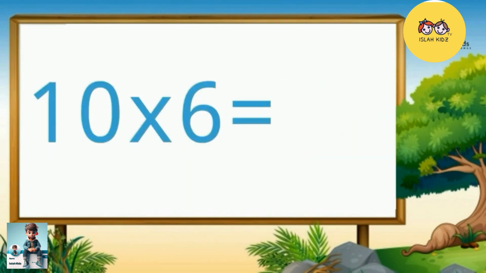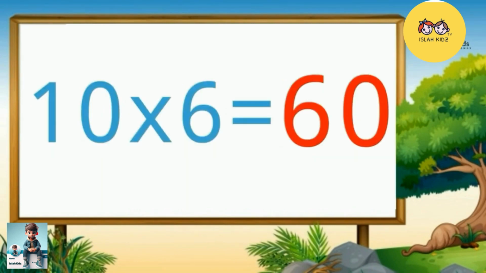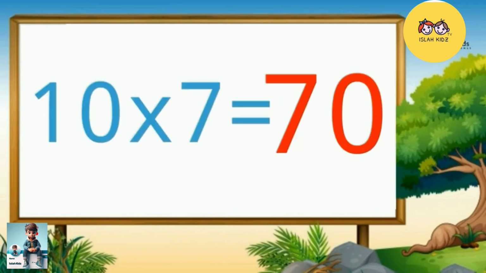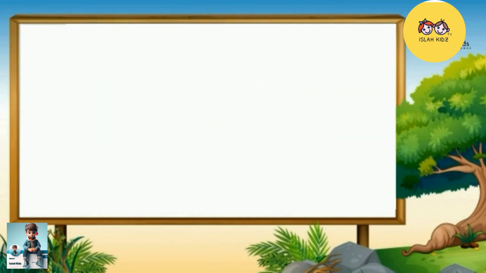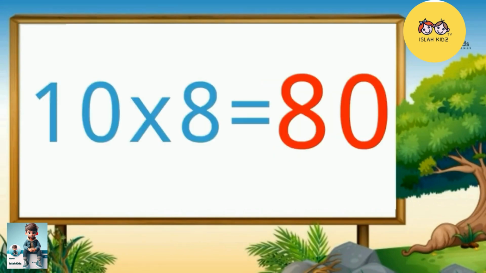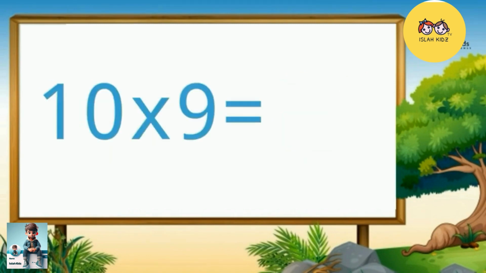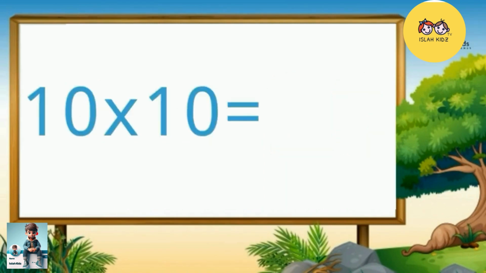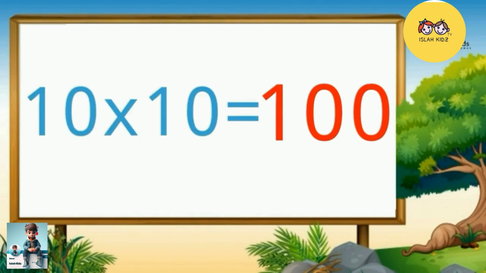10 sixes are 60. 10 sevens are 70. 10 eights are 80. 10 nines are 90. 10 tens are 100.